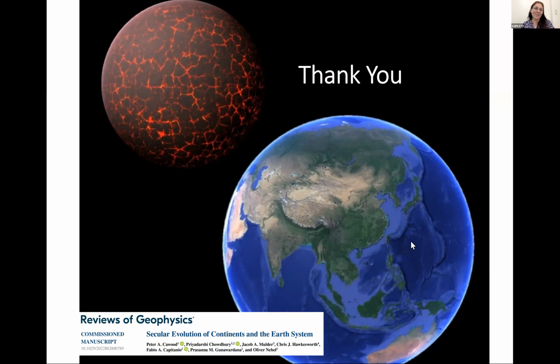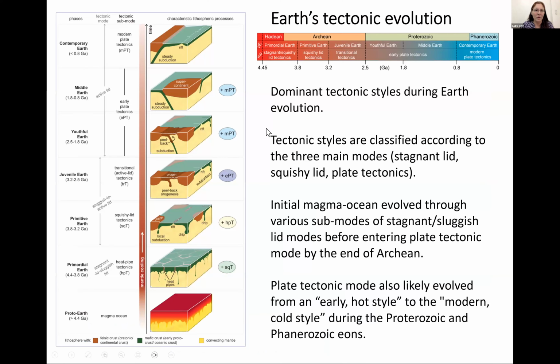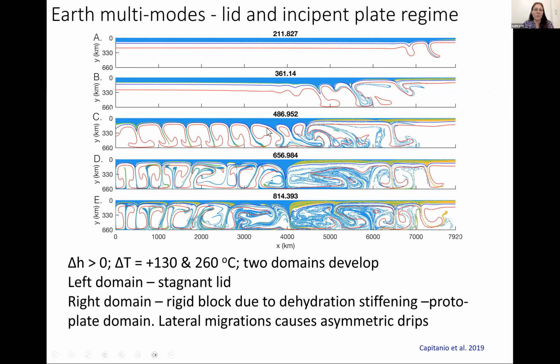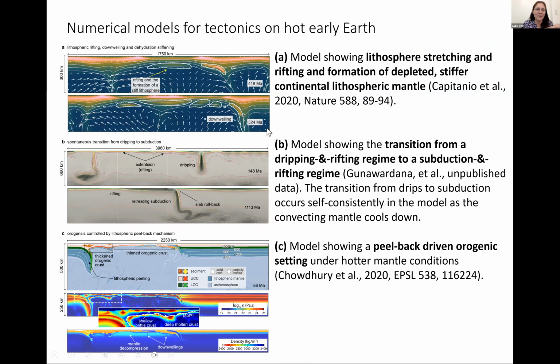Okay, maybe I'll ask one for once. You showed these different numerical models, mimicking each mode of the plate motion or lead or static lead. Is there any numerical model that can go through the whole sequence from stagnant lid to plate tectonics? They go through parts of it.